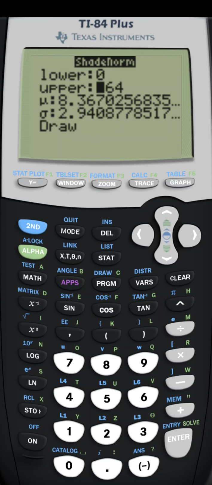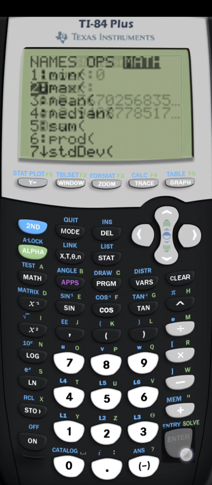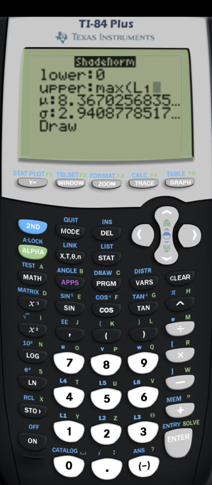that didn't work out to be correct. Let's try that again. I might have had something typed in. Max L1. There we go. Right, it should be 0 to 19. So the minimum observation and the maximum observation.